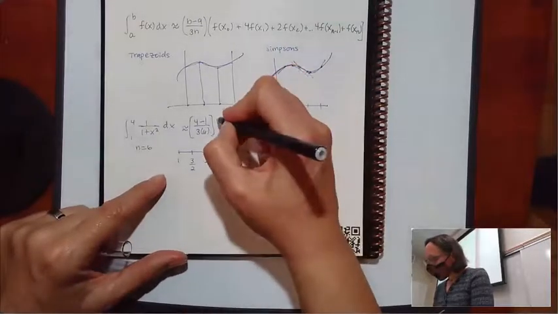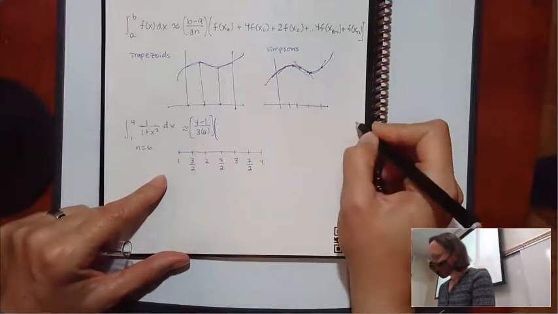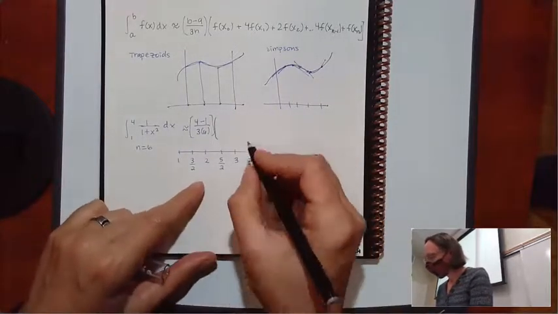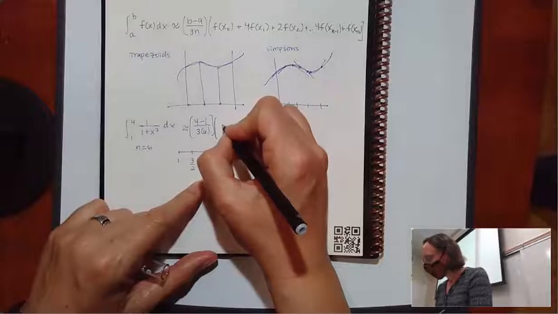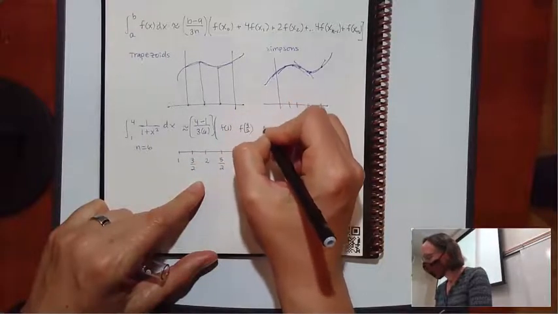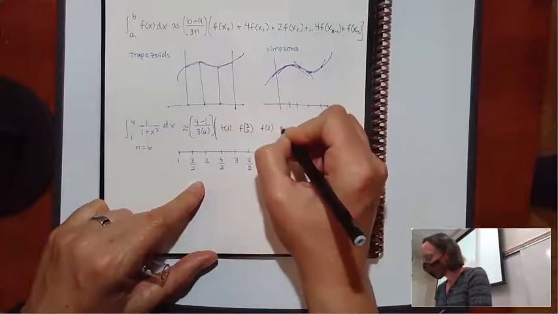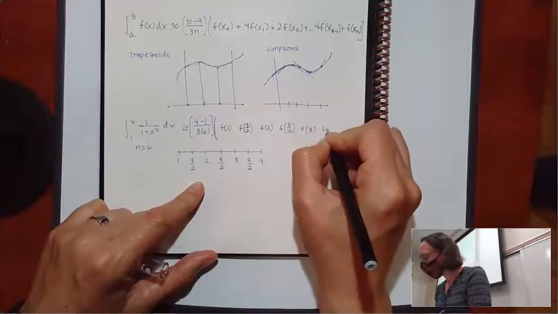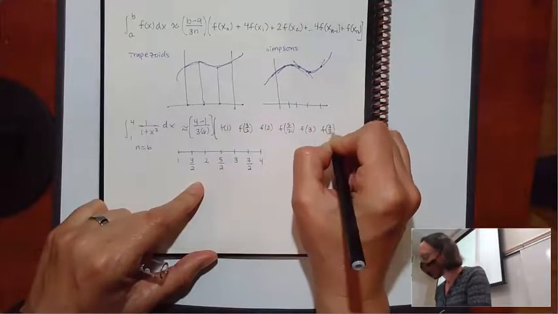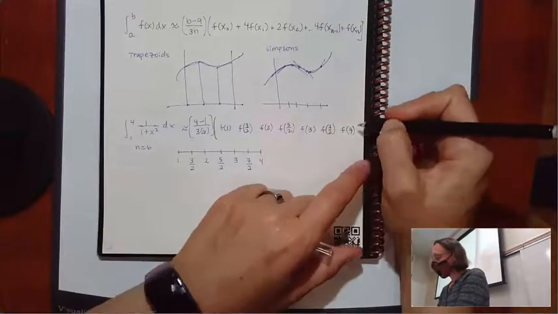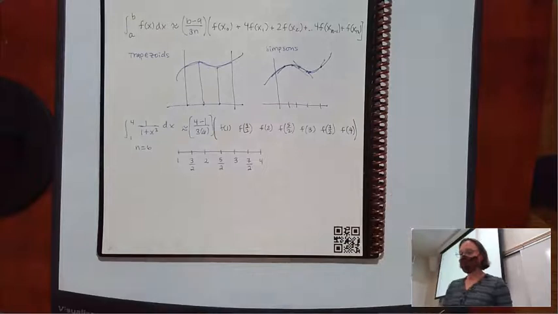So I already know what's going inside of these parentheses, that I probably don't have space for, but I'm going to pretend I do. I'm going to have an f of 1, an f of 3 halves, an f of 2, an f of 5 halves, an f of 3, an f of 7 halves, and an f of 4. The only thing I have to figure out is what the coefficients are that go in front of each piece.